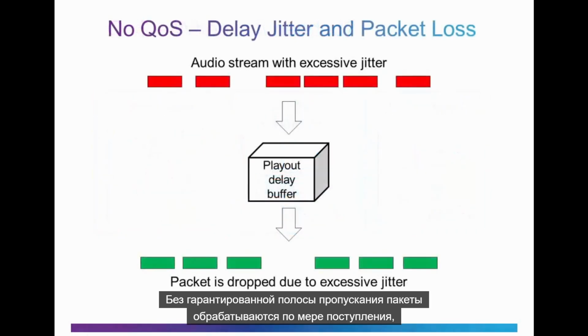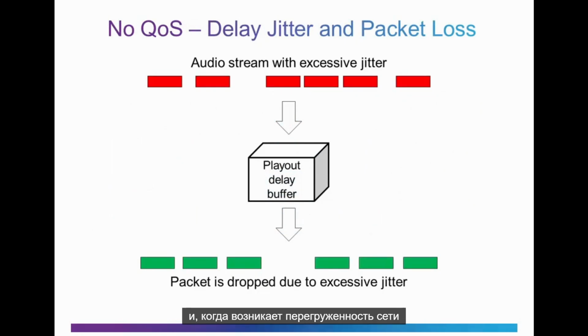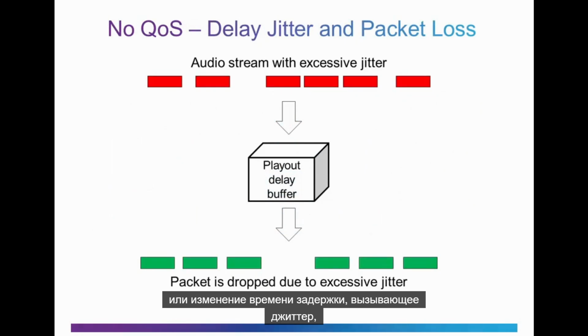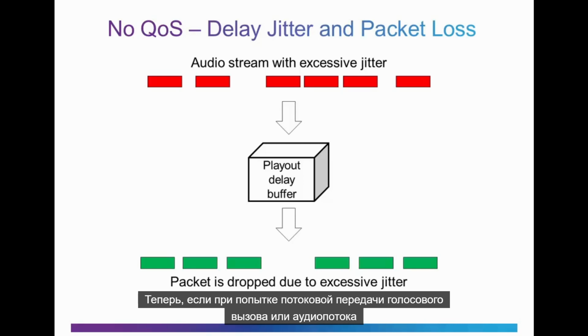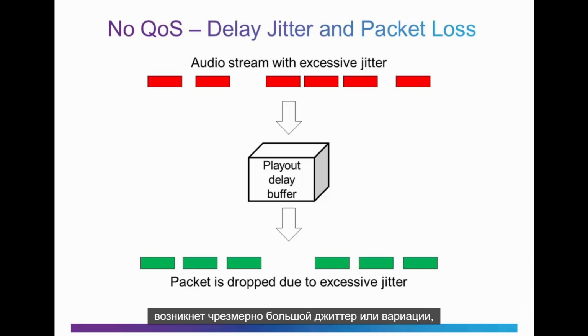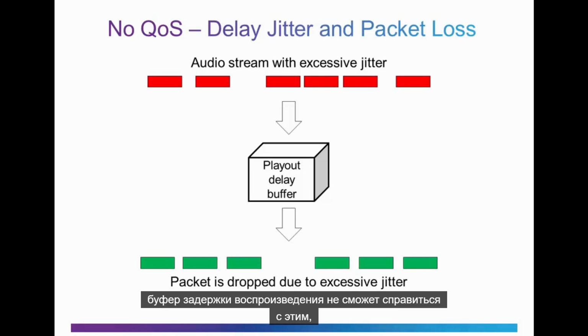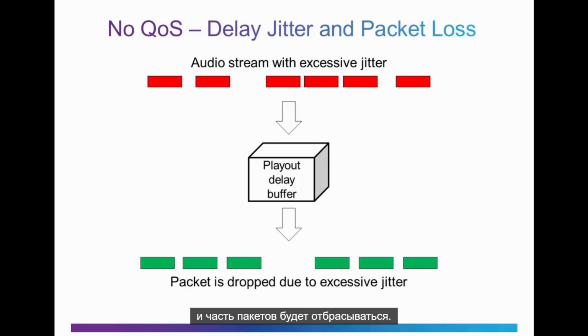Without QoS, packets are processed as they come in, and when we have network congestion or variations in delay which cause jitter, we experience packet loss. Now, if you're trying to stream a voice call or audio stream and you're experiencing excessive jitter or variations, the playout delay buffer can't tolerate it and packets are dropped due to that excessive jitter. Now, too many packets being dropped results in your call dropping out.